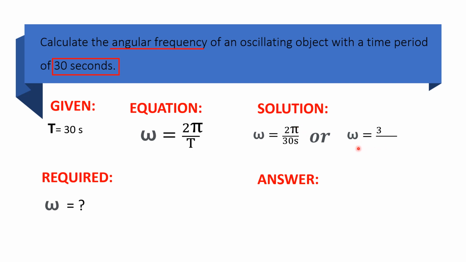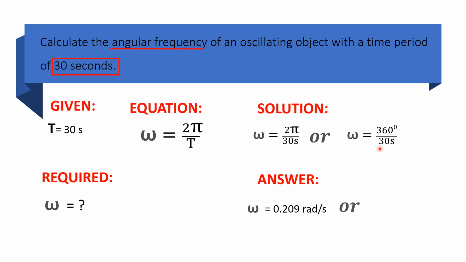So we will put it here. So that is 360 degrees over 30 seconds. So this can be your solution or this one. But they have different units. If you use this one, this will be rad per second. If you use this one, this will be degree per second. So for this solution, the answer will be 0.209 rad per second.